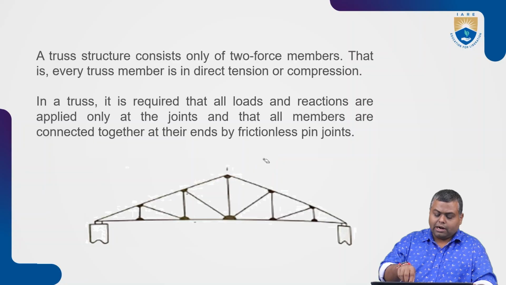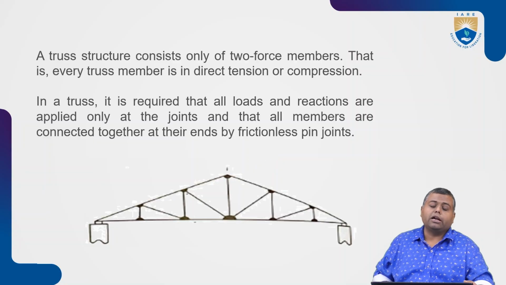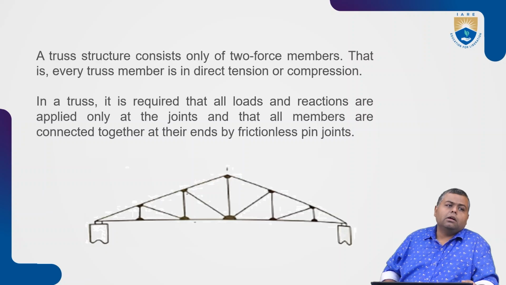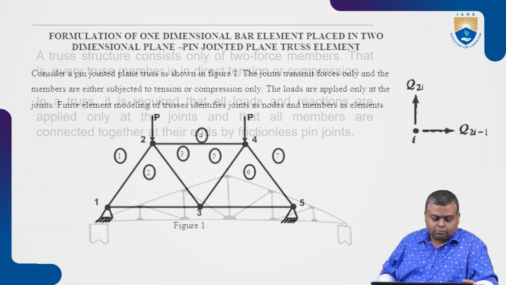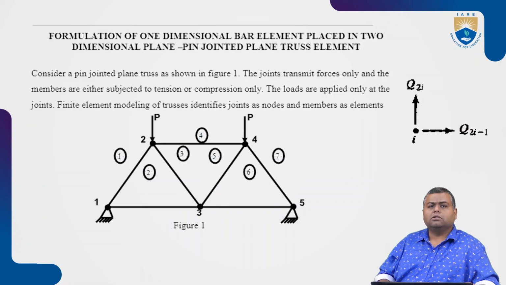It is a very huge matrix because for every node we have 2 degrees of freedom, in the x direction as well as the y direction. Thereby, the matrix K will be in the 4 by 4 format. So first let us consider a pin joint, which transmits force only in the members, either subjected to compression or tension. The loads are applied at the joints.